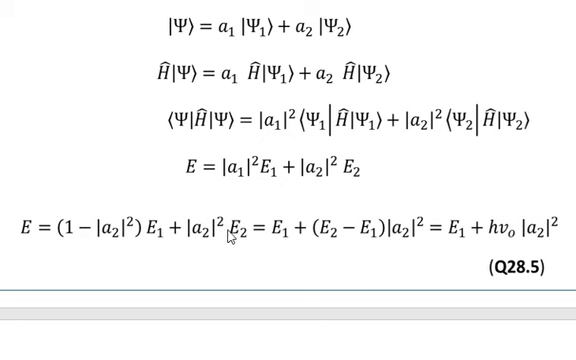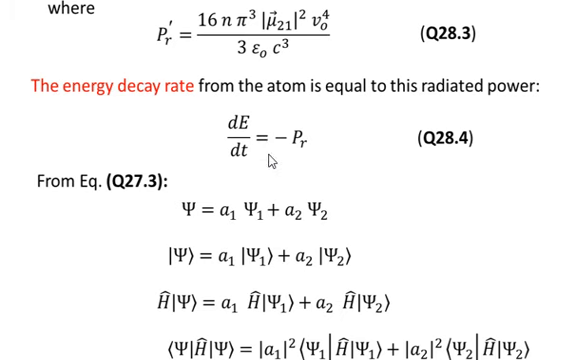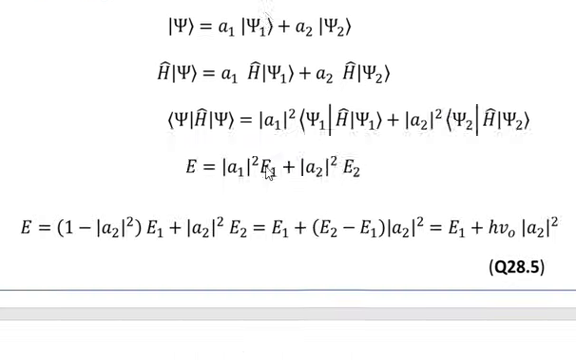And then you can separate out the coefficients of |A2|^2 as given in the middle expression, that is E1 plus (E2 minus E1) into |A2|^2, and E2 minus E1 can be replaced by h nu naught. So the last expression on the right hand side is E1 plus h nu naught into |A2|^2, as given in the last expression of equation number 28.5. So we have the energy expression, because the energy expression is needed in equation number 28.4.